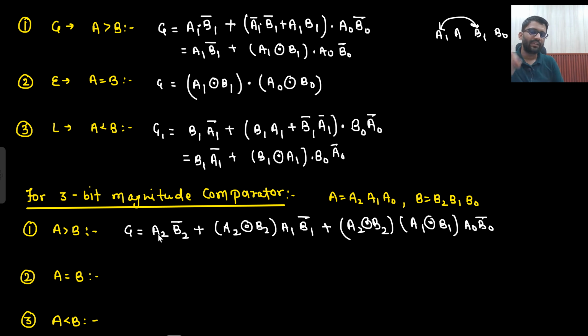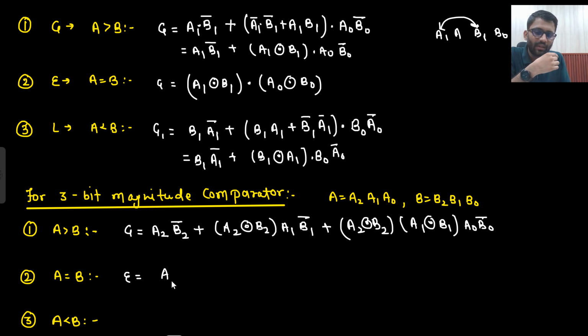Are you getting this point? A2 is greater than B2, so A2 is there, B2 is not there. Or A2, B2 are equal but A1 is greater than B1, so A1 is there, B1 is not there. Or A2, B2 are equal and A1, B1 are also equal, and A naught is greater than B naught. That's it.